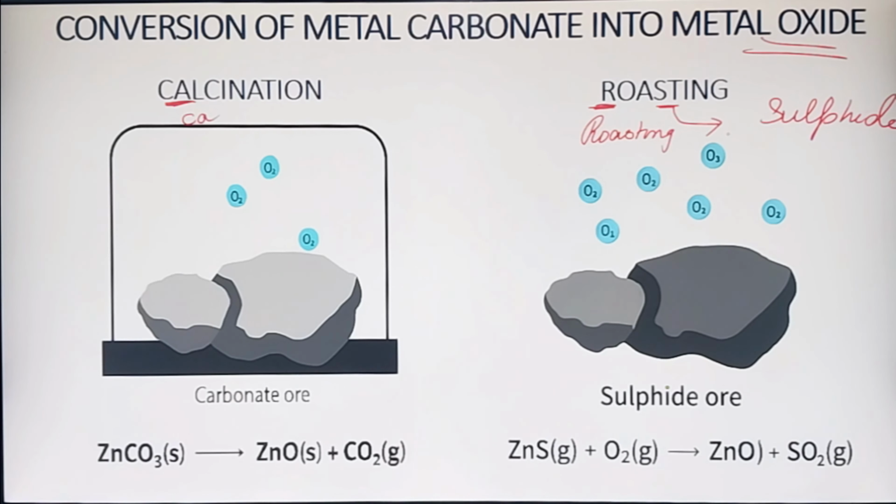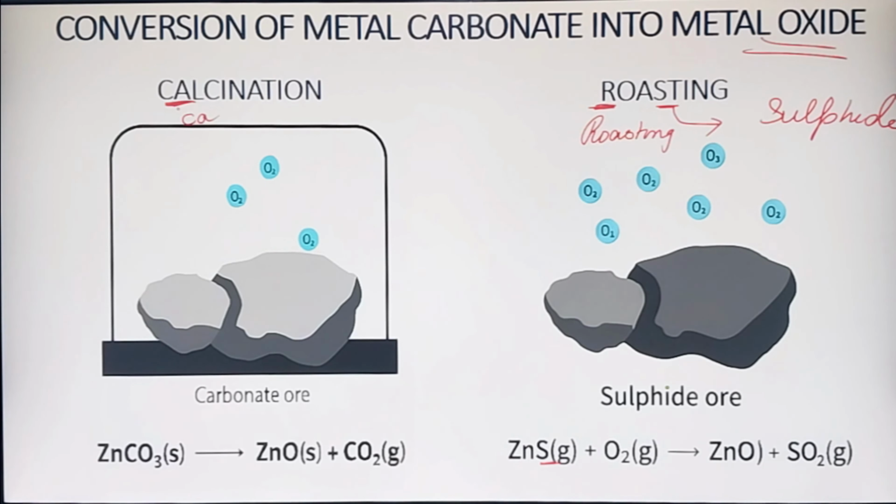Roasting is carried out for which type of ores, children? Anything which has got an S inside it. Okay, that is the sulphide. Now comes the second method of converting a metal to its oxide. It's called calcination. Now what is calcination, children?